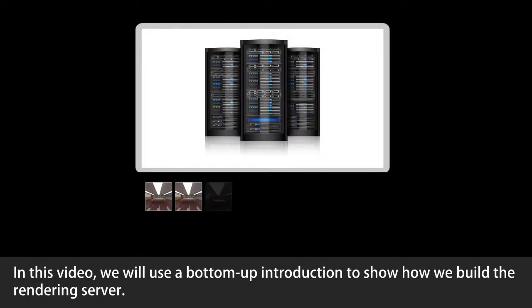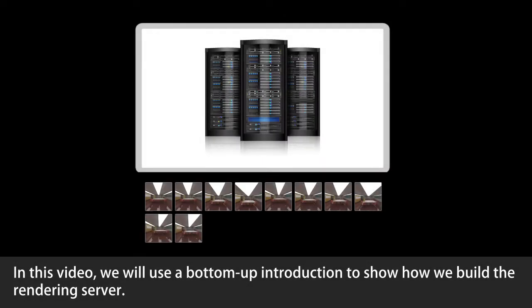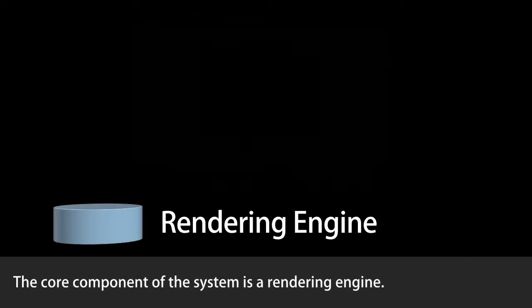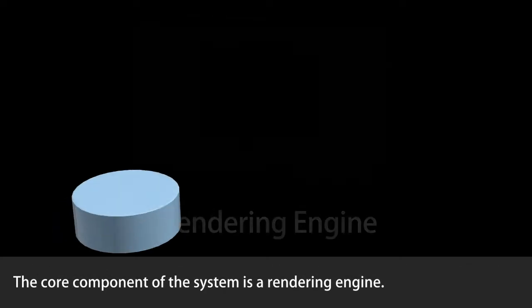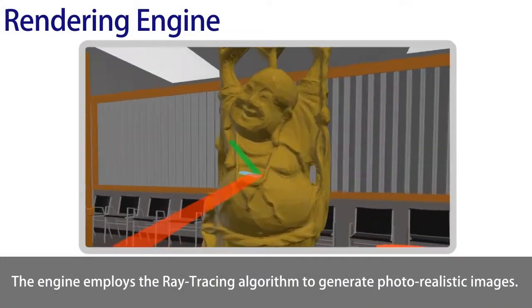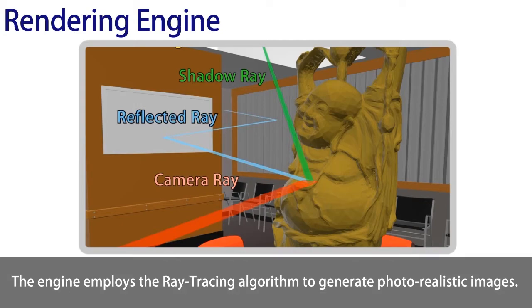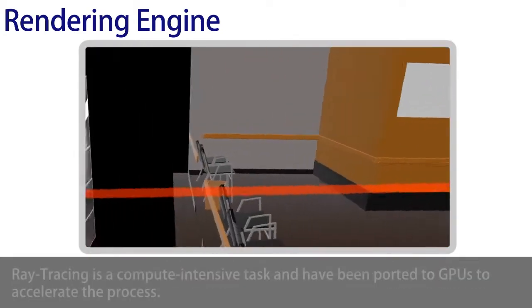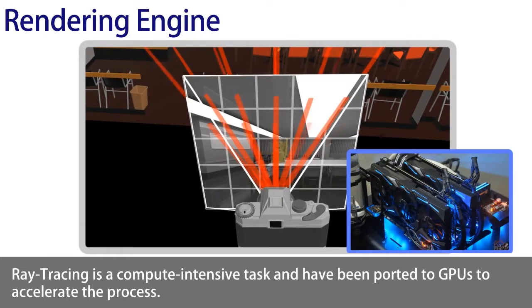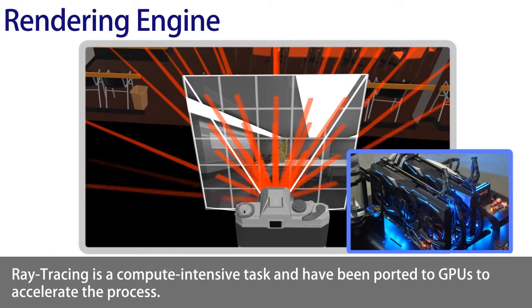In this video, we will use a bottom-up introduction to show how we build the rendering server. The core component of the system is a rendering engine. The engine employs the ray tracing algorithm to generate photorealistic images. Ray tracing is a compute-intensive task and has been ported to GPU to accelerate the process.